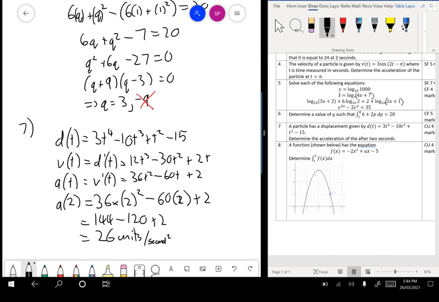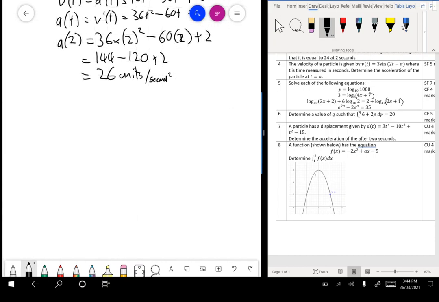Right, question 8. Lucky last revision question. We have question 8. And I'm going pretty good for time too. A function below has the equation f(x) equals minus 2x squared plus ax minus 5. Determine the integral from 1 to 3. So it's really saying find this area here.